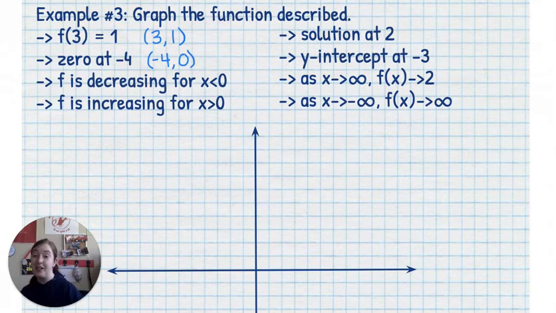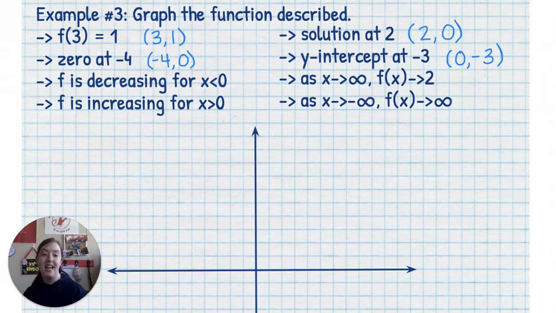f is decreasing for when x is less than 0, and f is increasing for when x is greater than 0, but I can't really do anything with that right now. It's going to say that I have a solution at 2. A solution is an x-intercept. So that means that I have a point at 2, 0. I have a y-intercept at -3. So that means I have a point at 0, -3.